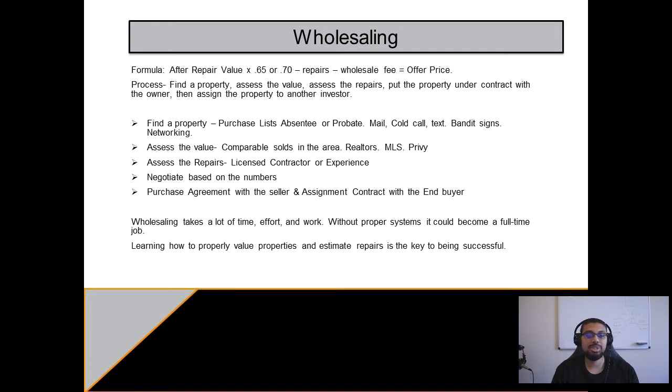Because if you do force the numbers, you will either likely not be able to sell the deal, or you won't make any money. So once you have your negotiation price done, you fill out the purchase agreement, which is basically your contract saying you're going to purchase the house.